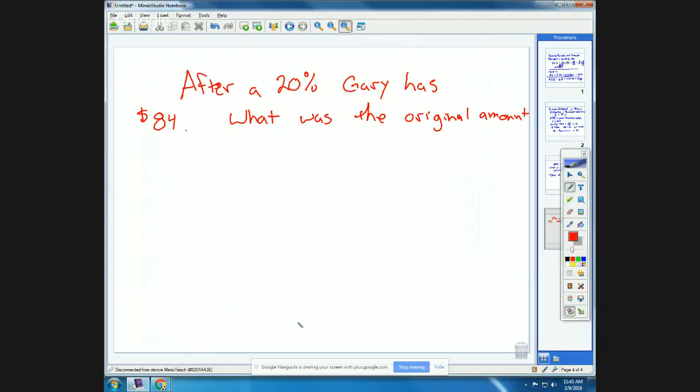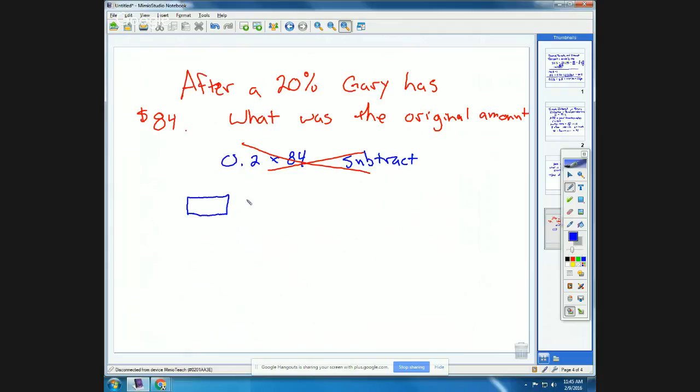So let's see. Common way to attack this problem would be to try and take 20% of the 84 and then subtract that. But that is bad math. Why is that bad math? Well, think about it this way. I have some original amount. I'm not really sure what it is.